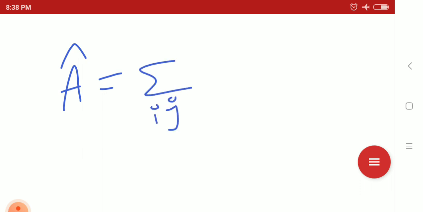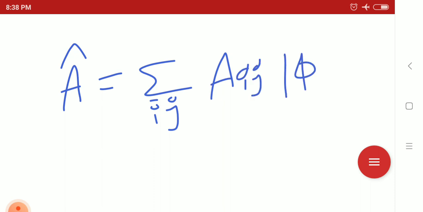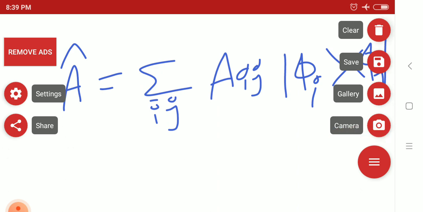So operator A can be written in the basis phi i, phi j, as A ij, bra phi i ket phi j. Yeah, I know it's very difficult to understand. So now I am going to make it easier for you.